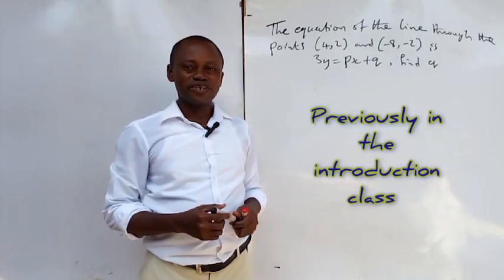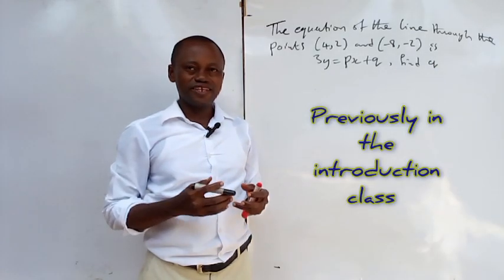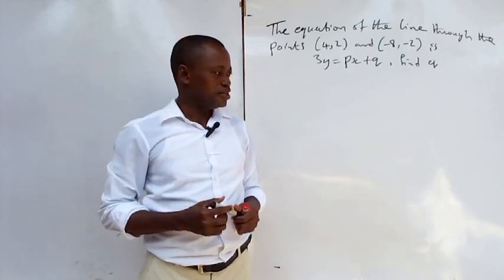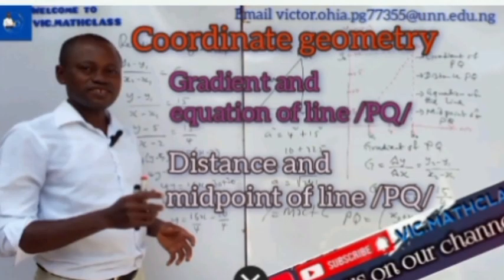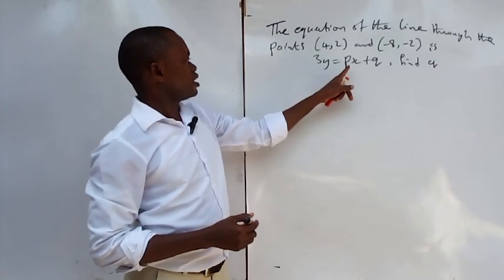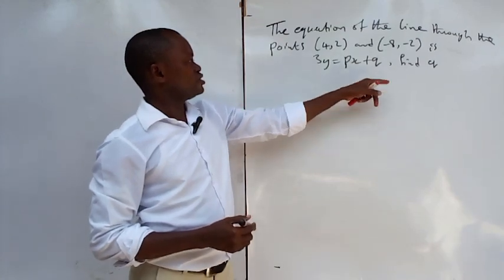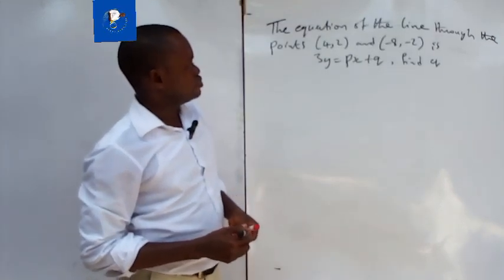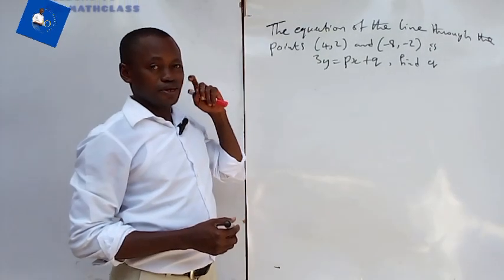My name is Victor Digomore, and we are still in the topic coordinate geometry. We've done an introduction, we've taken a WAEC examinable question, and we are taking another WAEC examinable question in coordinate geometry. Look at this question that says the equation of the line through the points, 2 points are given here, and they gave the equation of the line. They say find q, it can also be find p, anyone.